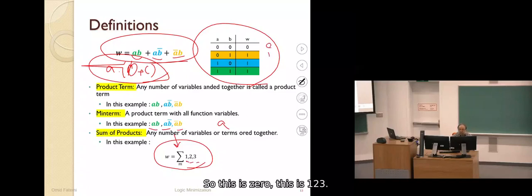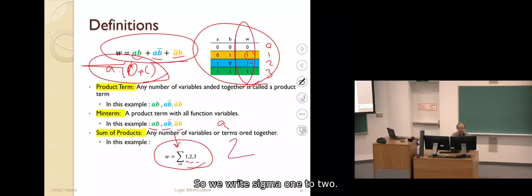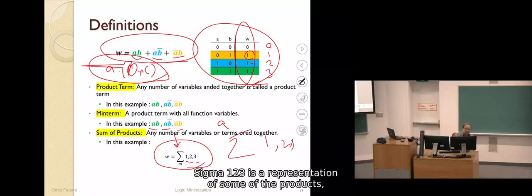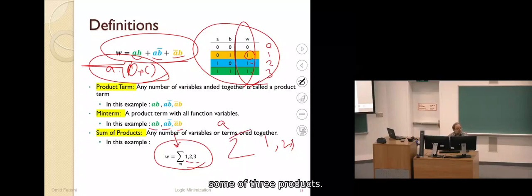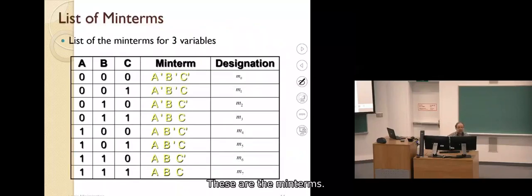So you know this is 0, this is 1, 2, 3. In our function, we have sum of product of 1, 2, 3. So we write sigma 1, 2, 3. It is easier. They are the same. Sigma 1, 2, 3 is a representation of the sum of three products, product number 1, number 2, and number 3. But we don't have number 0. Number 0 is 0, so we don't put it in our sum. And these are the min terms.